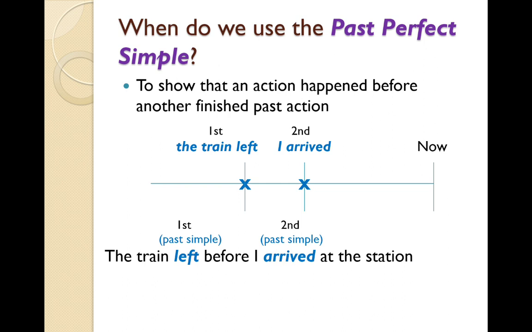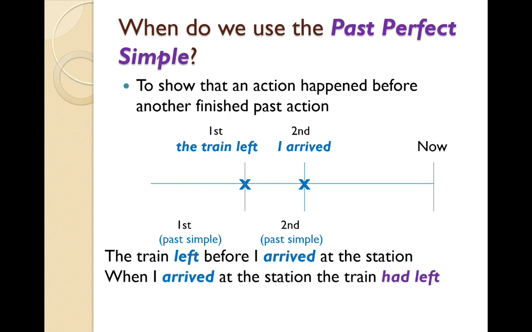Or we can start the phrase with the second action. When I arrived at the station, the train had left. And in this case, because we've changed the order in the sentence, then we have to use the past simple for the second action and the past perfect to indicate that the next action actually happened first.